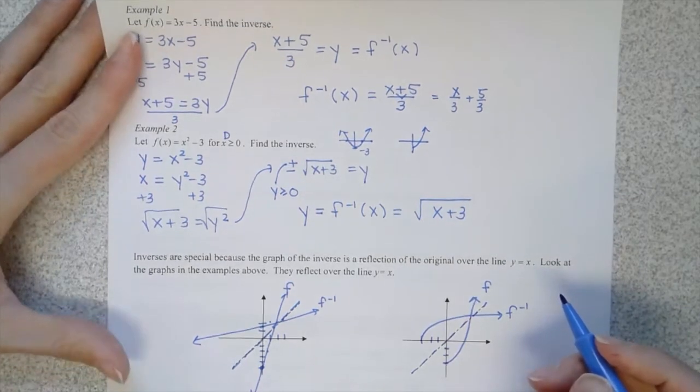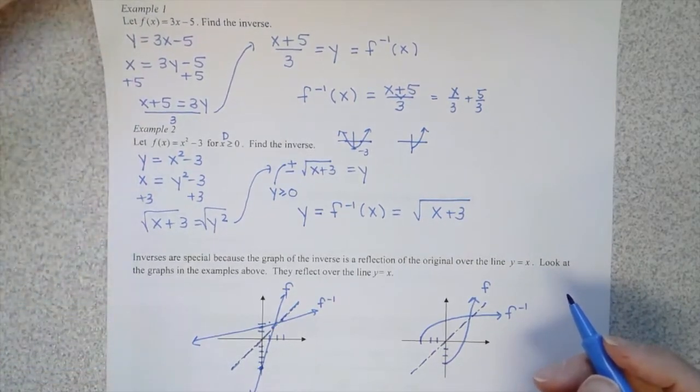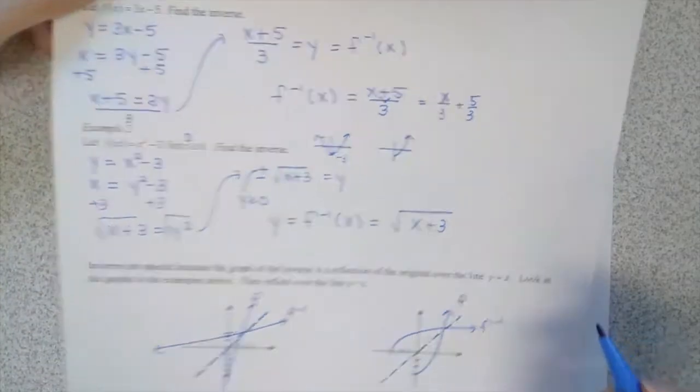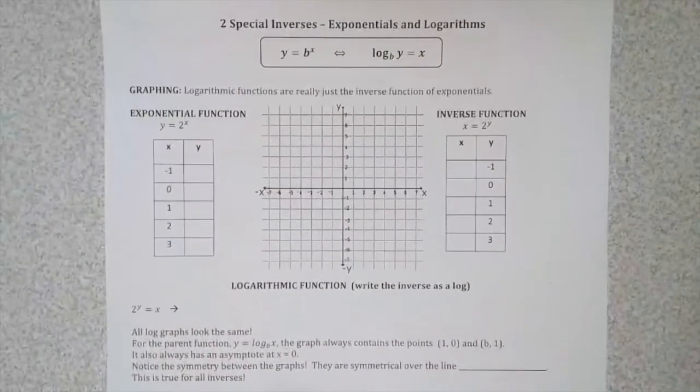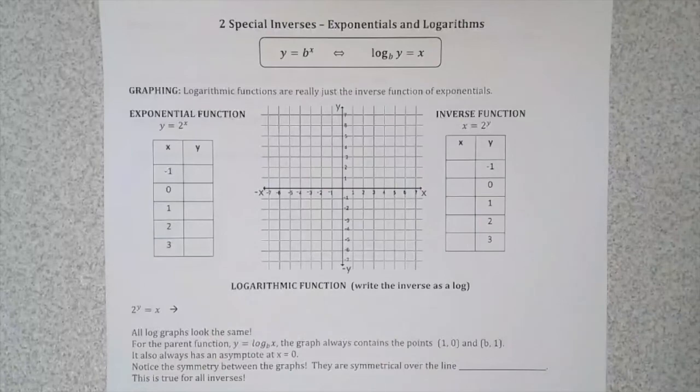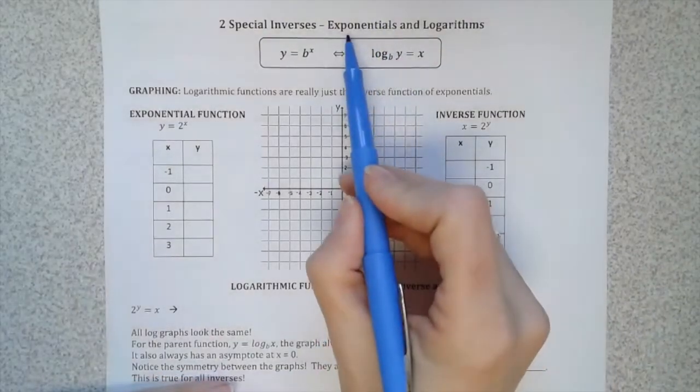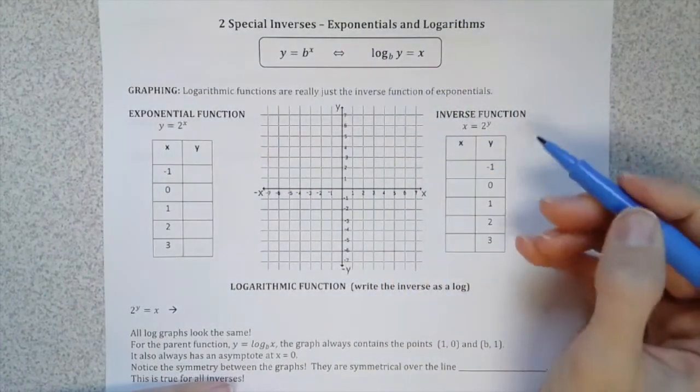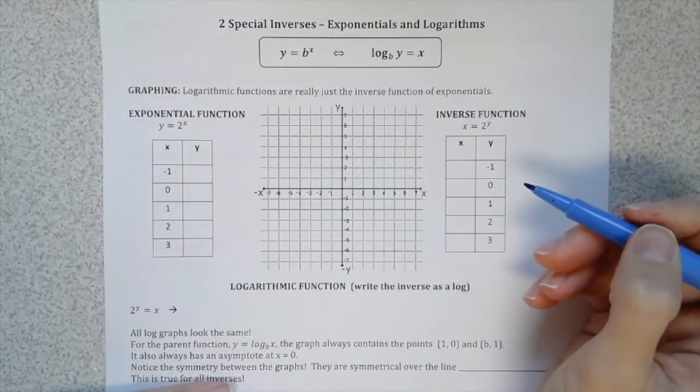But in chapter 7, we're going to talk about two special inverses. So now you'll need the extra insert sheet on the two special inverse functions. So two special inverses in this chapter are exponents and logs. So this is going to be a review of all the pre-calc stuff on exponents and logs.